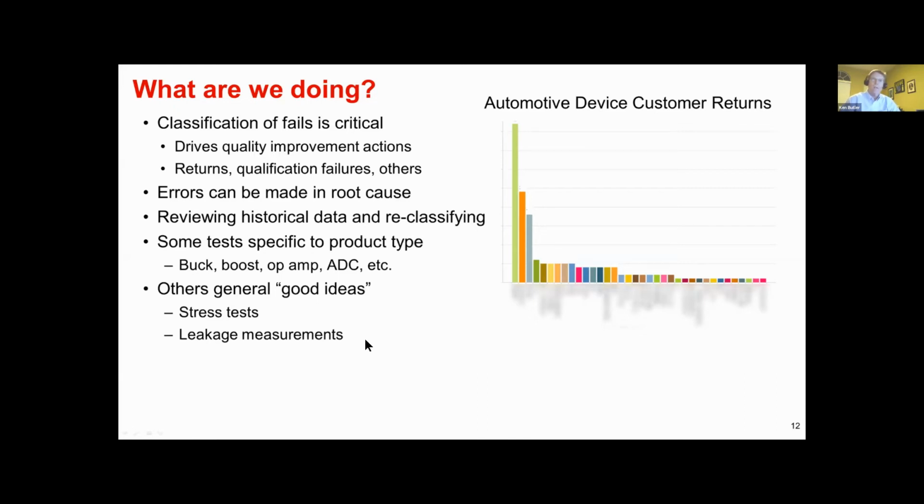Those kinds of things maybe weren't always practiced across the board, but now we're taking some of the learnings from going through this process of reclassifying failures and pushing the learning out to the businesses so that they can add these things to their overall test flow and improve the product quality in doing so.